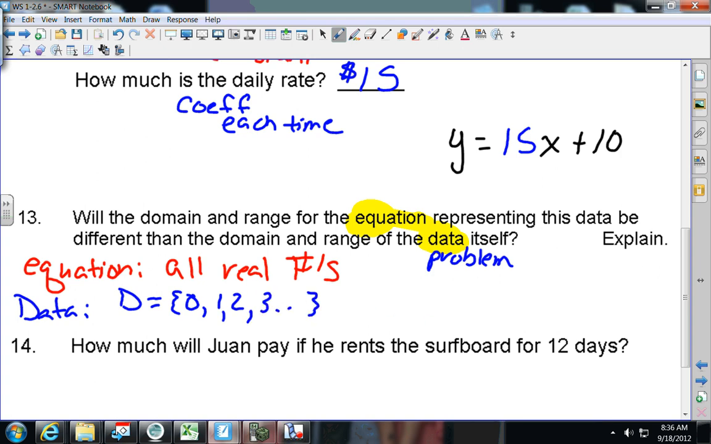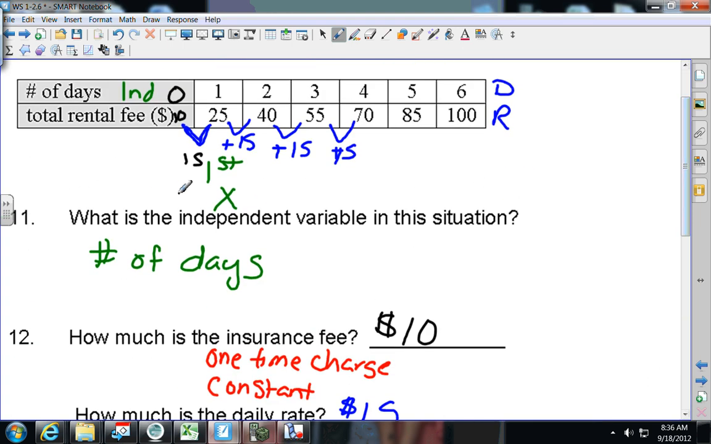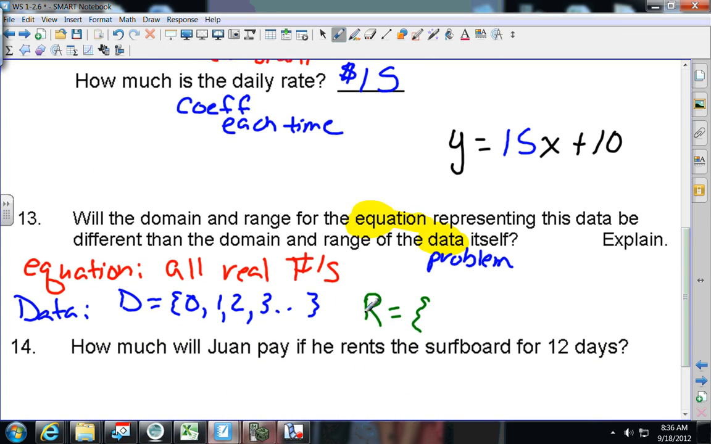My range, what's the base that I pay for? I start at $10, $25, $40, $55. So it's certain numbers I pay. So I have 10, 25, 40, dot, dot, dot. Okay, because it's up to a reasonable number.